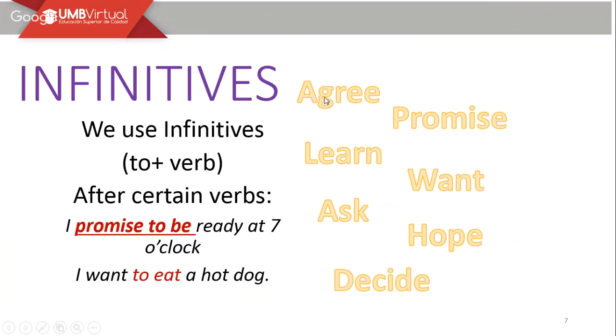All right. Agree, promise, learn, want, ask, hope, and decide. All of those verbs are going to be followed by an infinitive. I promise to be ready at 7 o'clock. I learned to cook. I want to eat a hot dog. I decided to go to the cinema this weekend. I hope to see this person. I want to learn English. I agree to meet at 4 p.m.